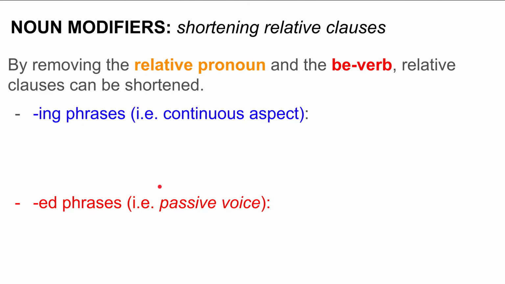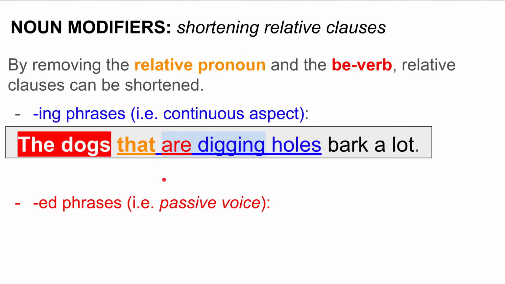Something else that we can mention about noun modifiers is that we can remove the relative pronoun and the be verb. And by doing so, we can actually shorten the length of a relative clause. So you can do this only for ing phrases, that is, for example, the continuous aspect, and for ed phrases, that's the passive voice. So let's look at a few examples here.